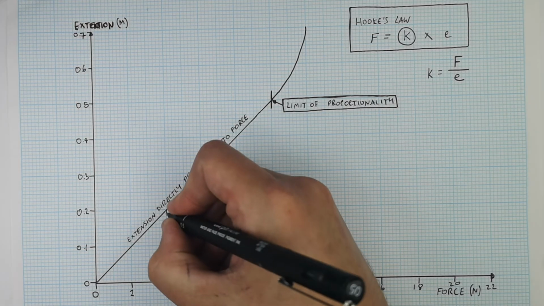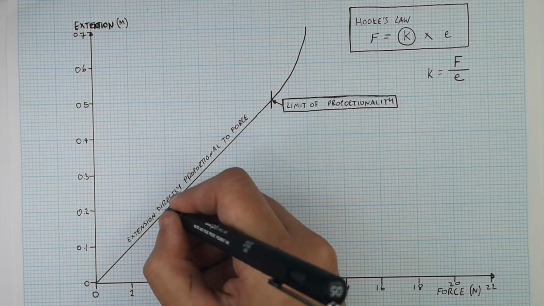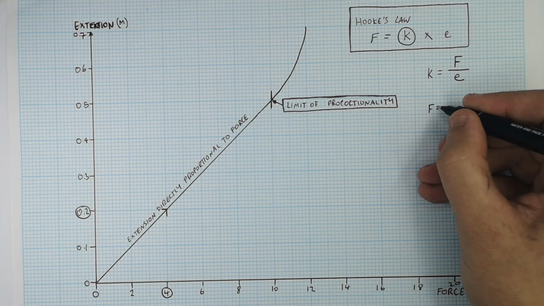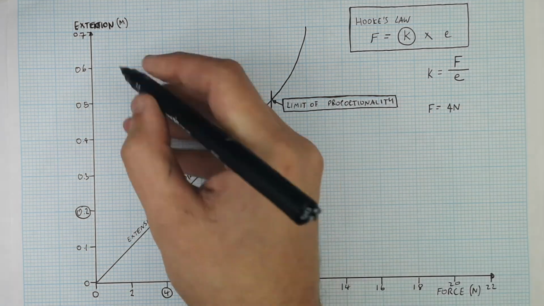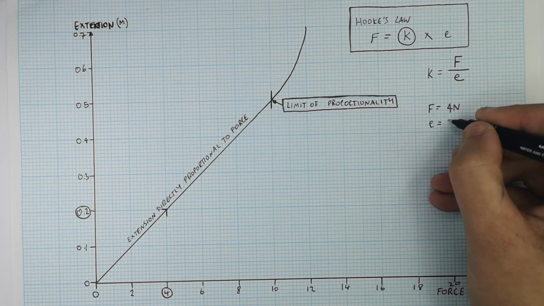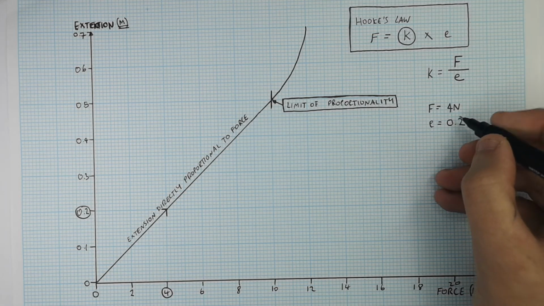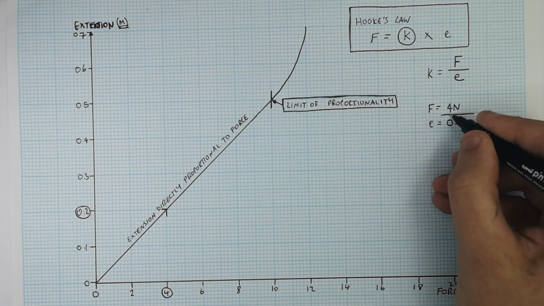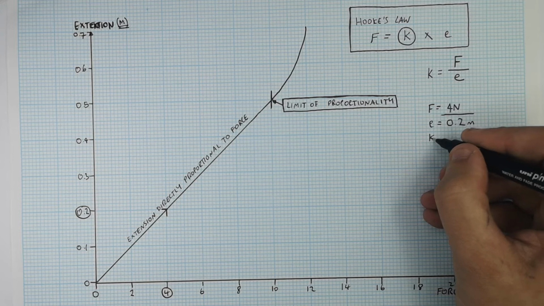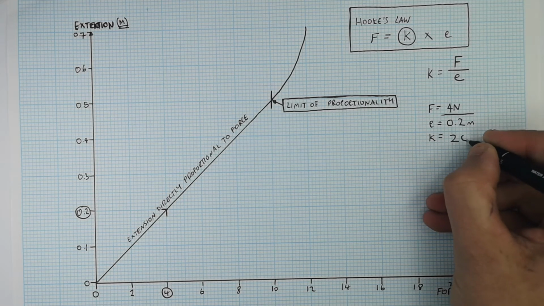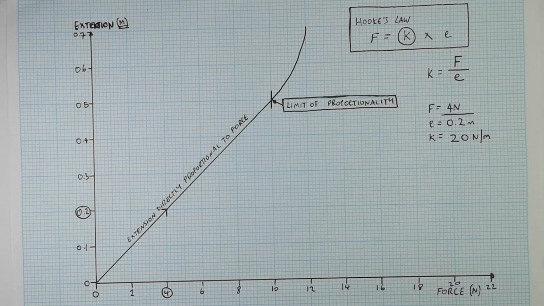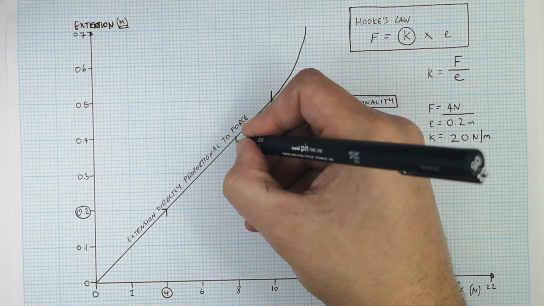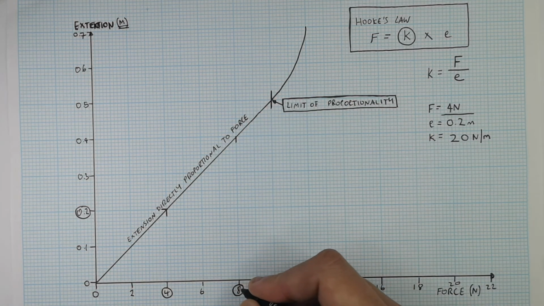So if we applied a 4 newton force to this object, the object extended by 0.2 meters. So F equals 4 newtons, and the extension is 0.2 meters. If you do 4 newtons divided by 0.2 meters, you can calculate the spring constant for this object, K. So K equals 20 newtons per meter. And the spring constant is the same, 20 newtons per meter, anywhere along the line that shows that extension is proportional to force.